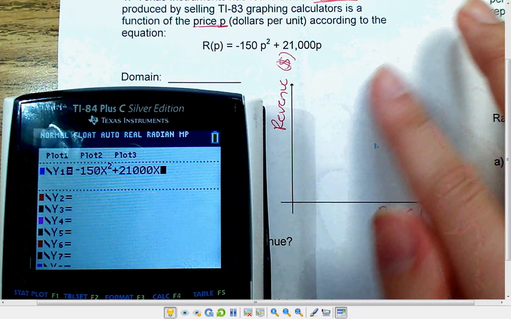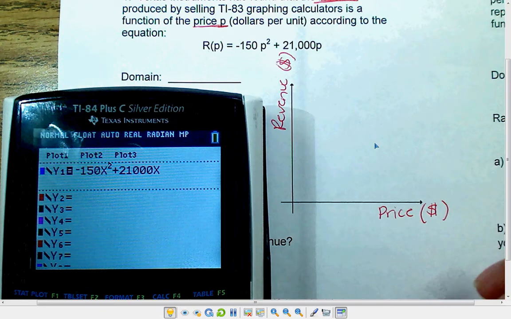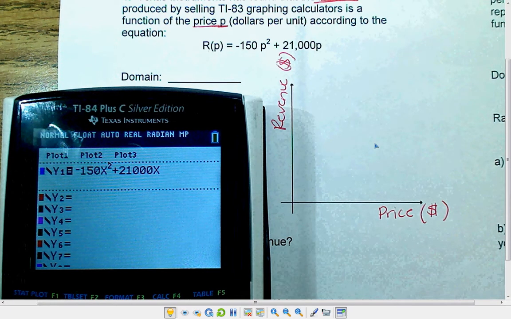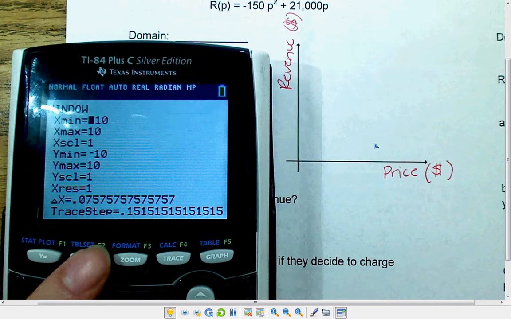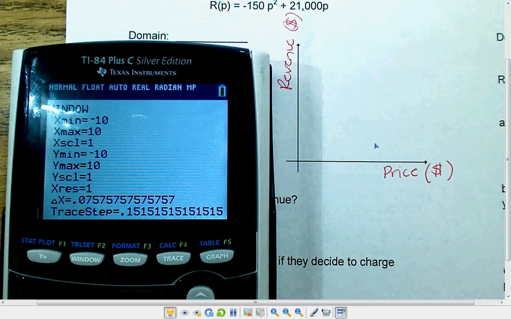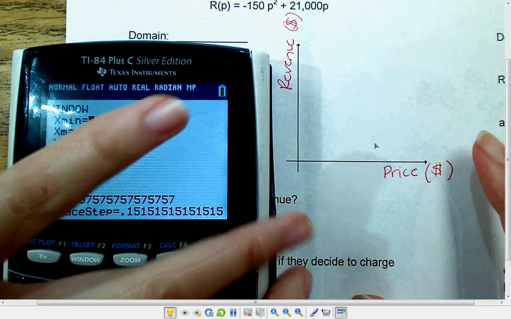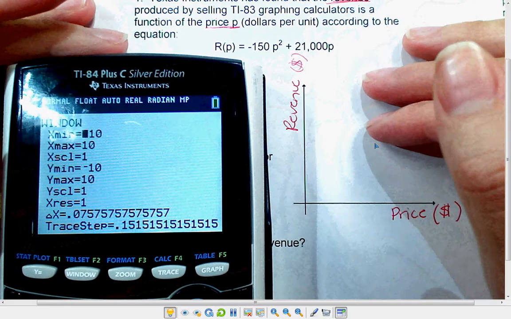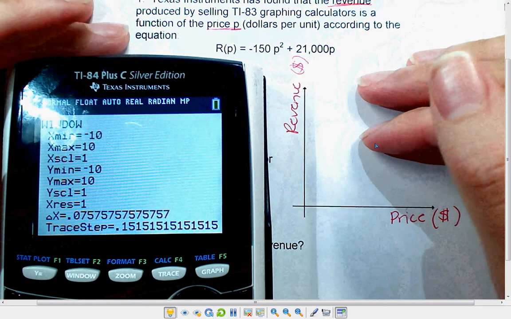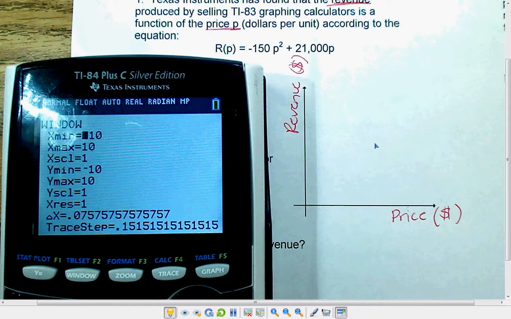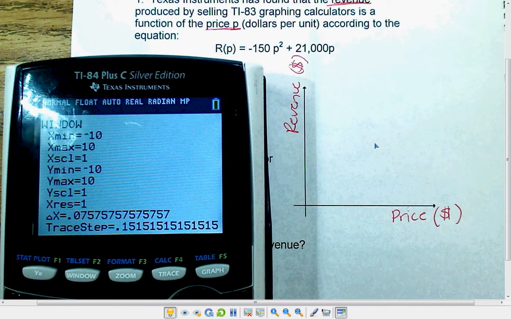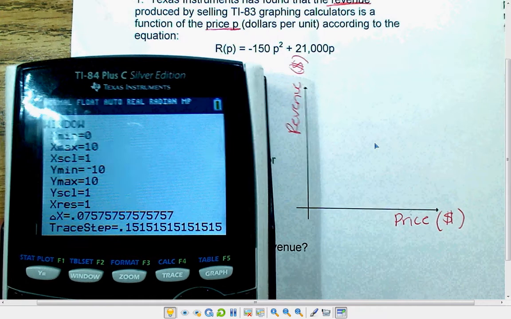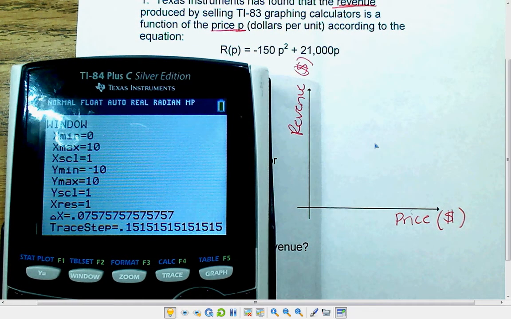So our first step is going to be graphing this. In order to graph this, we're going to have to adjust our window. So let's start off by going to window, which is the second button next to the y equals. Unlike the previous problems that we've been doing, this is not going to start at a negative number, because if you think about price, dollars per unit, however much your graphing calculator sells for is never going to be a negative number. No one's going to sell something for a negative amount of money, so we're going to start at 0. Instead of starting at a negative, we're going to start at 0, because we know that no one's going to sell something for negative $10 or negative $20. It just doesn't make sense.